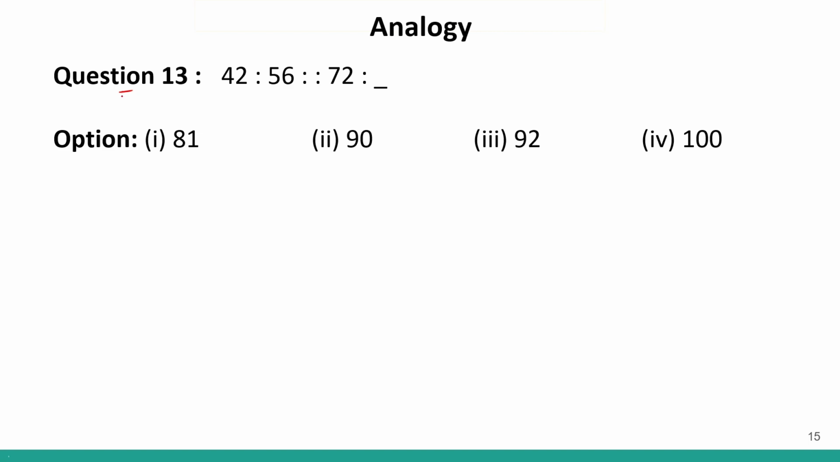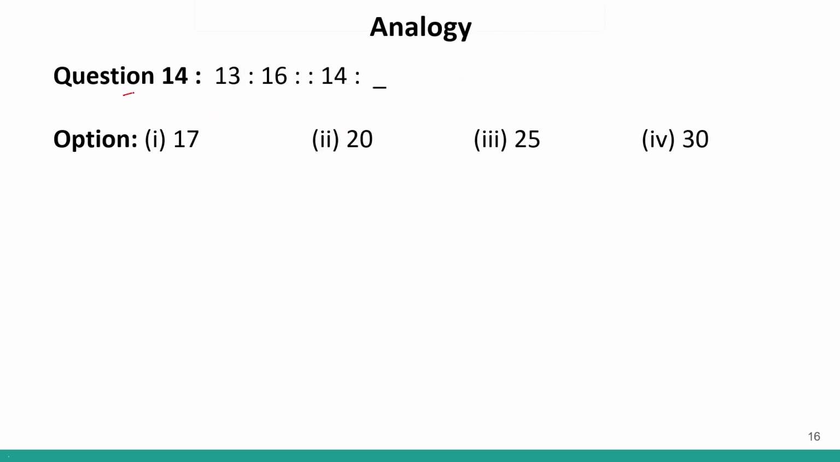Okay. Question number 13. We have 42, 56, 72 and then we have to find the missing term. So over here 42 can be written as 6 into 7 and 56 can be written as 7 into 8. This can be written as 8 into 9. So can you see the common one? 7 is common over here, 8 is common over here. So now we will have 9 common and we are moving to the next term. 6 then 7, 7 then 8, 8 then 9. So 9 then 10. So we will get 90, which will be our answer. So answer will be option number 2, 90.